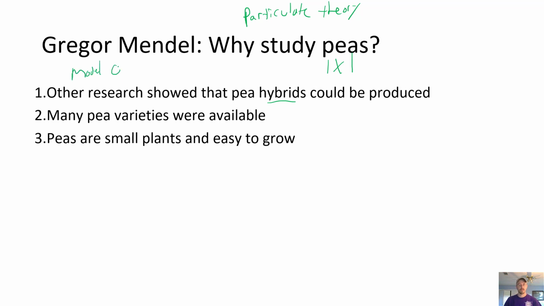Model organisms are organisms we use to study. Maybe we're not really that interested in peas for their own sake, but they allow us to understand rules that apply to all living things. And we pick models that are easy to grow in the lab, easy to understand, easy to get to reproduce.